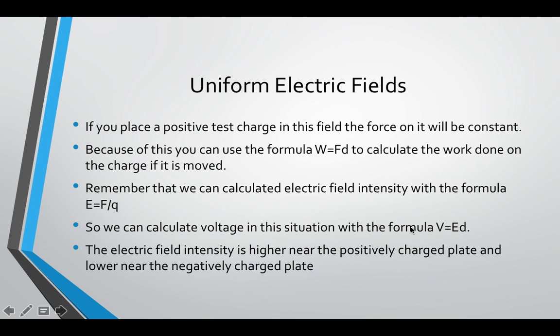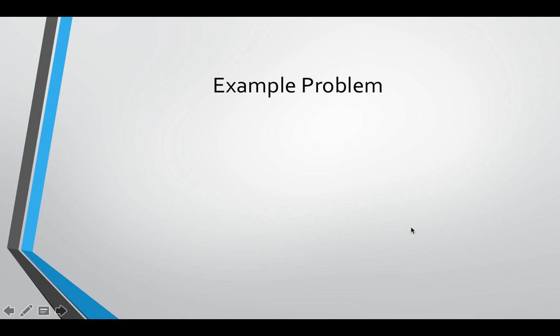Now, the electric field intensity is very high near the positively charged plate and low near the negatively charged plate. So we can use all these formulas that we've been through to calculate some things. We're going to run through a quick example problem.